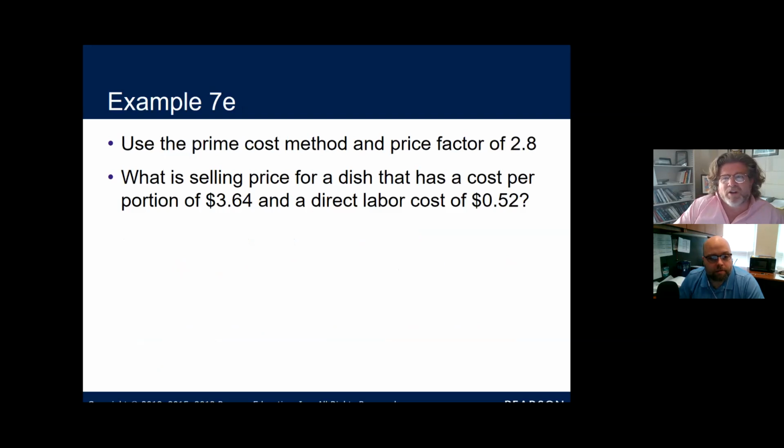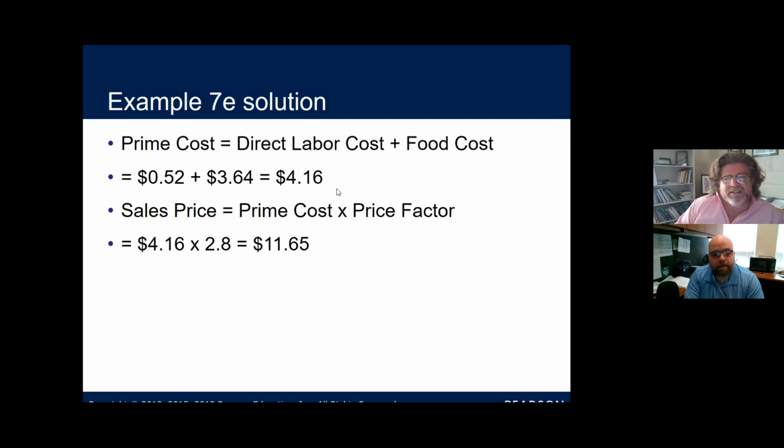So what if the pricing factor is 2.8? Here we have a food cost of $3.64, a labor cost of 52 cents, and a pricing factor. So what do we do, Matt? What's first? Well, first you should probably add up the two. All right, so we'll add the 3.64 and the 52 cents. That'll get you 4.16. Yep, and then multiply by the 2.8. So the 4.16, that's our prime cost, the labor cost plus the food cost, times our pricing factor, which is 2.8. We get a menu price of $11.65. Okay.